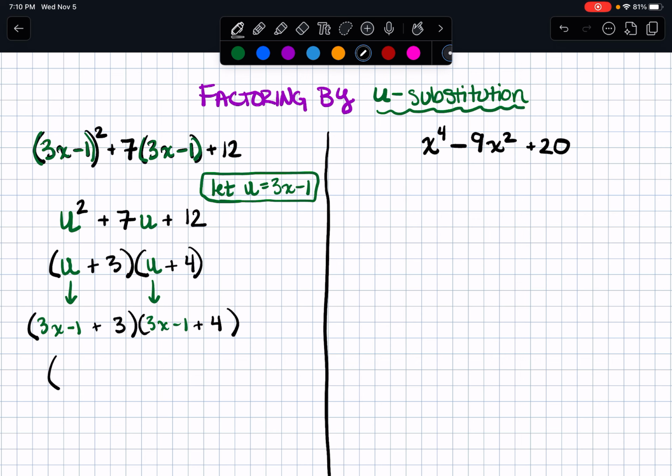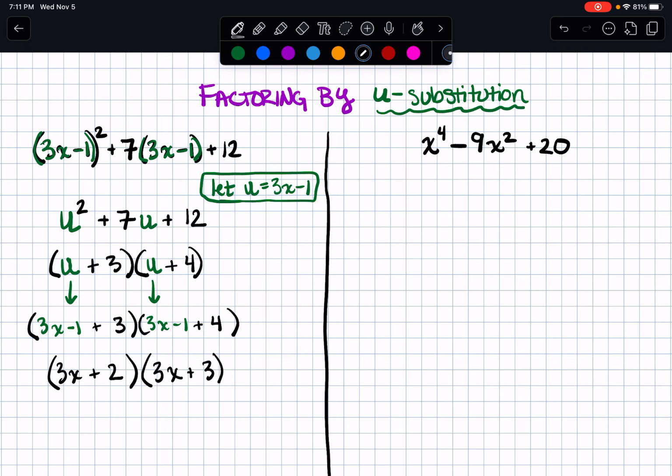So I could combine like terms in the first factor and say, okay, negative 1 plus 3 gives me 2. So my first factor is 3x plus 2. In my second factor, 3x minus 1 plus 4, negative 1 plus 4 is positive 3. So I could say 3x plus 3. At this point, I have my expression shown as a product of two linear factors.